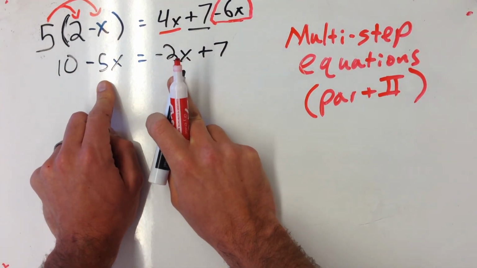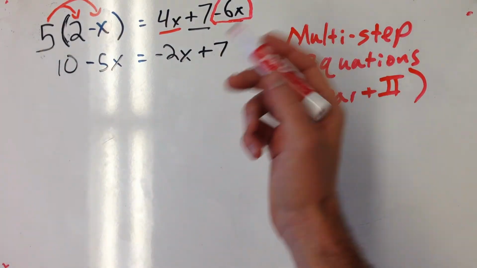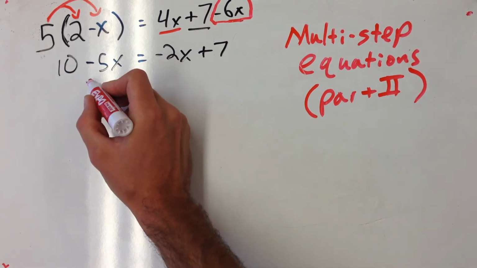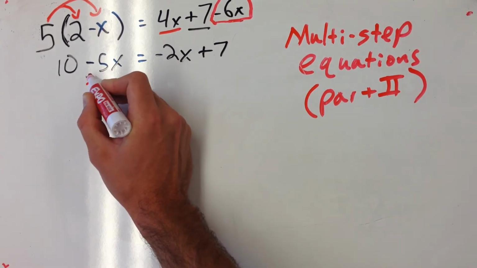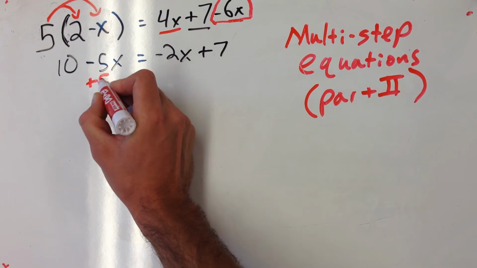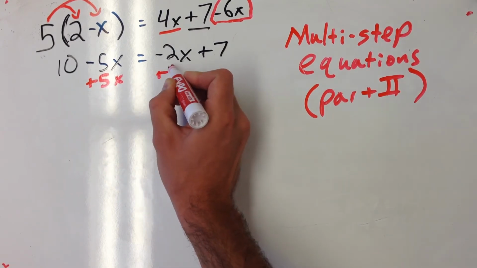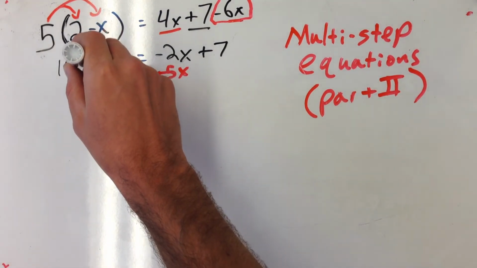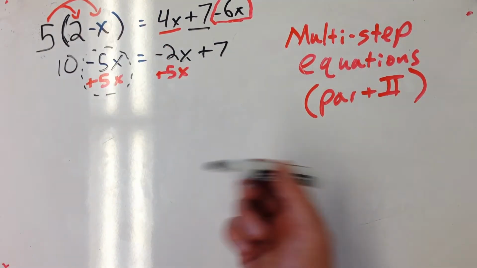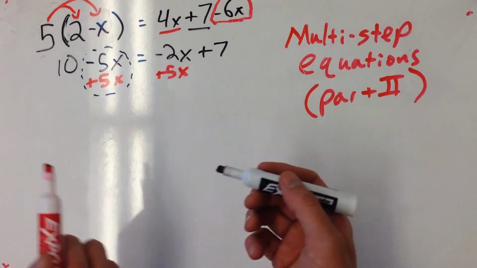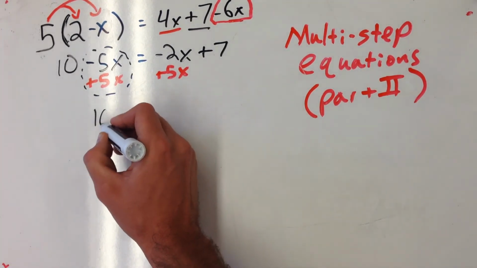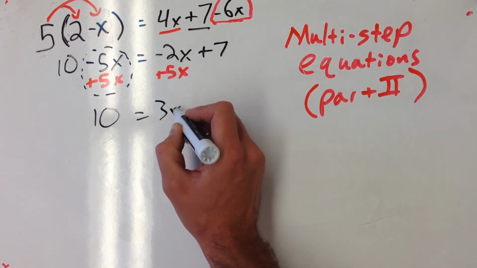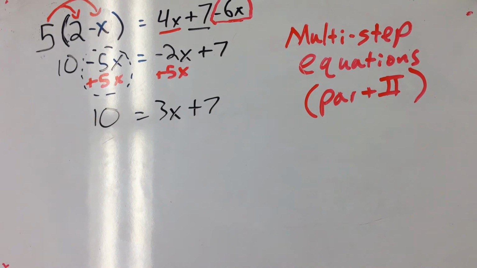I've got negative 5x minus 2x. Well, I'm just going to eliminate, sure, I'll eliminate the 5x. So it's a negative 5x, so the opposite of subtracting 5x is adding 5x. And watch what happens here. Now this part right here is going to be gone, right? Minus 5x plus 5x, that's going to cancel each other out. So I'm going to have 10 equals negative 2x plus 5x, that's 3x, plus 7.